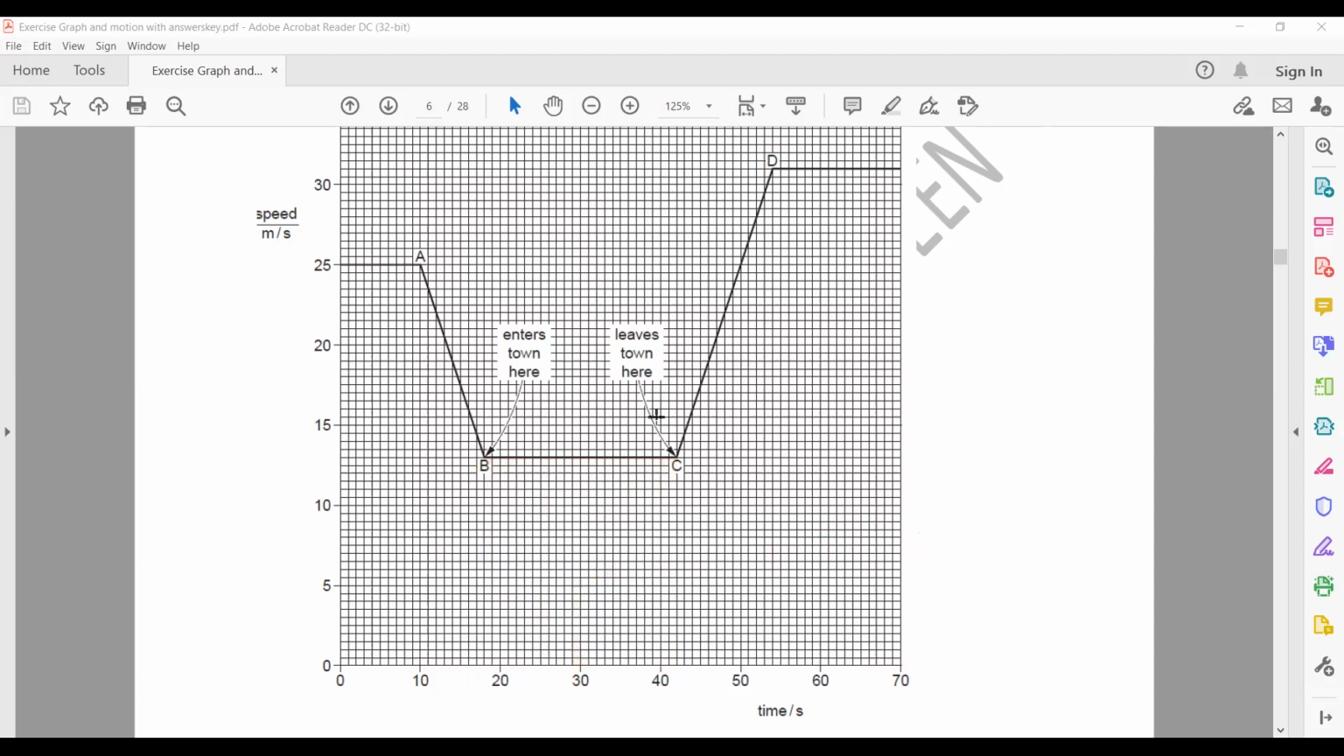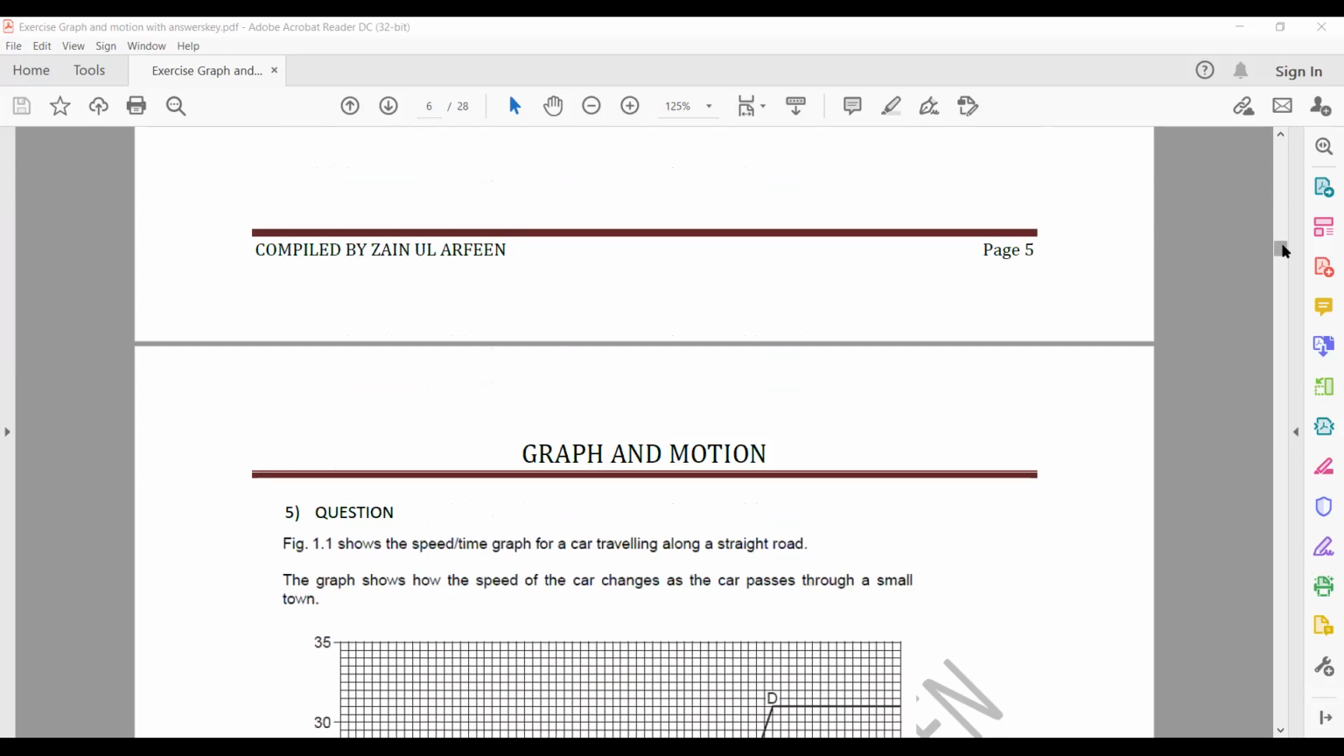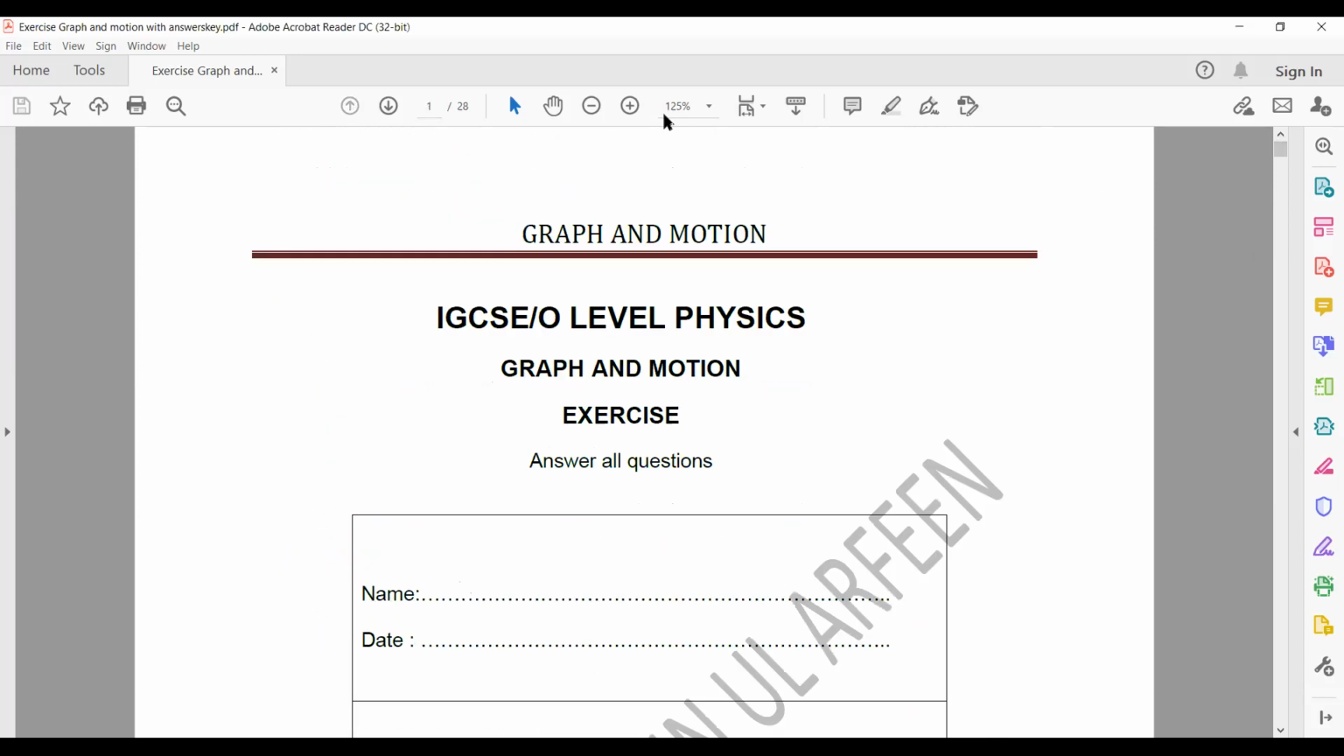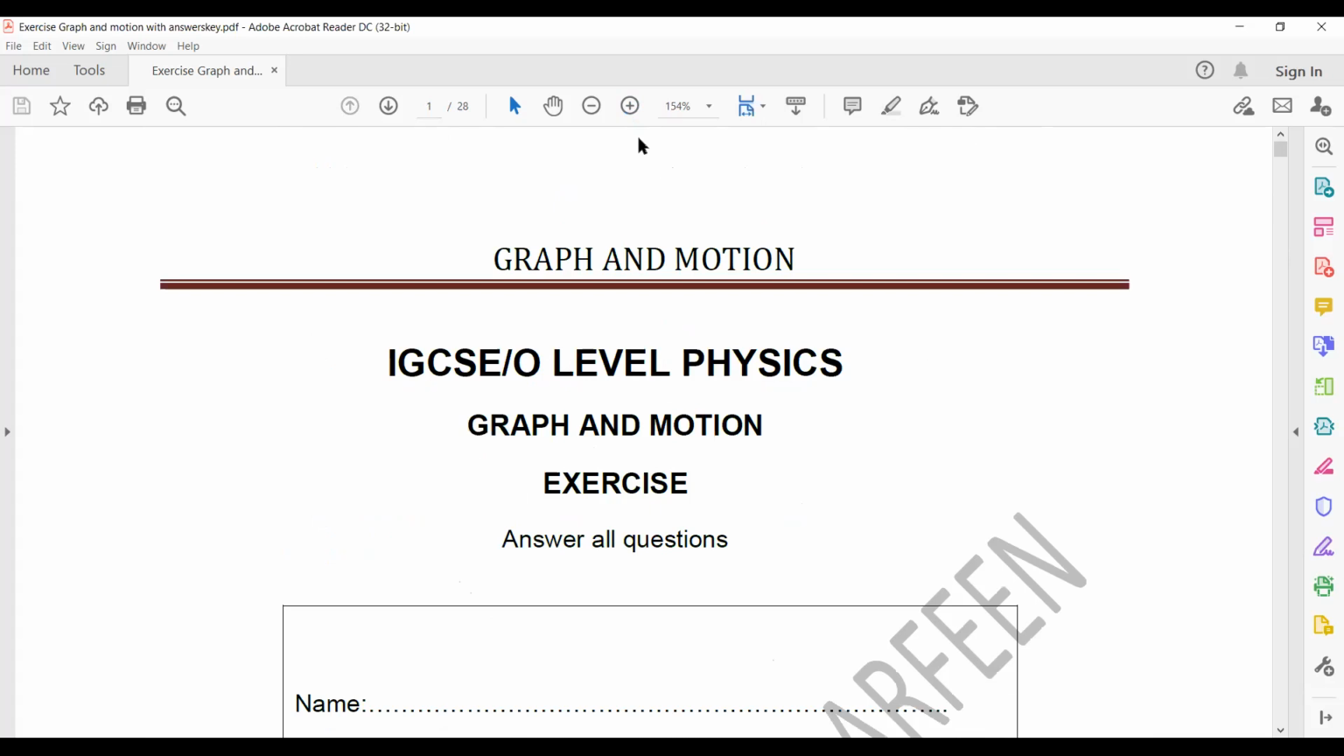So these are some questions related to speed time and distance time graphs. In the next week, we will start a new topic, as we have completed this topic 2, which is about motion. We discussed speed, velocity, acceleration, speed time, distance time graphs, and different calculations from the graph. Any question related to the class today?